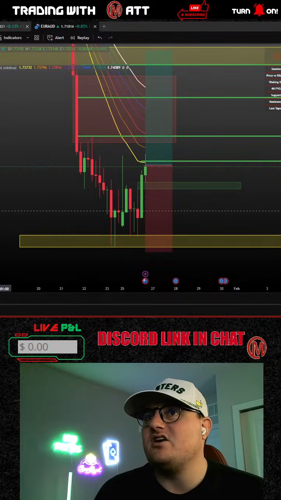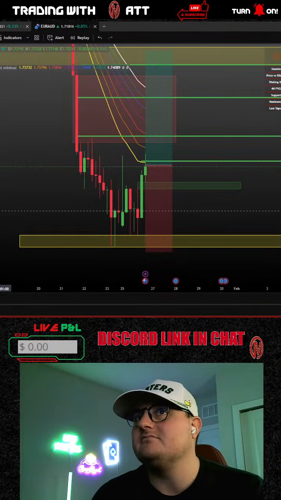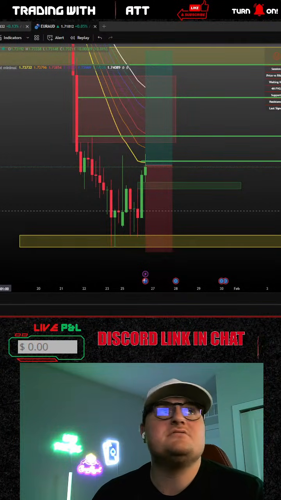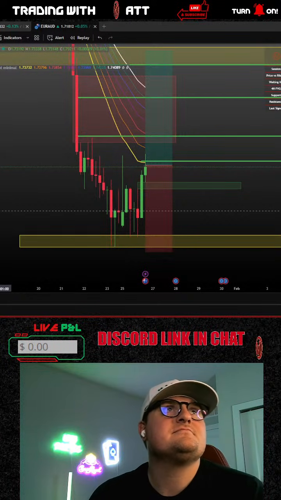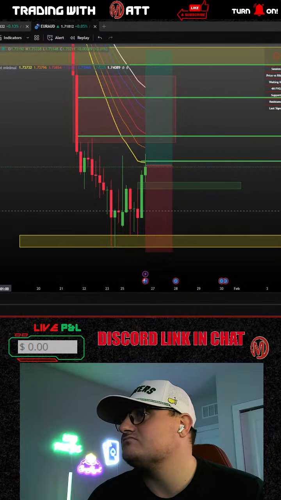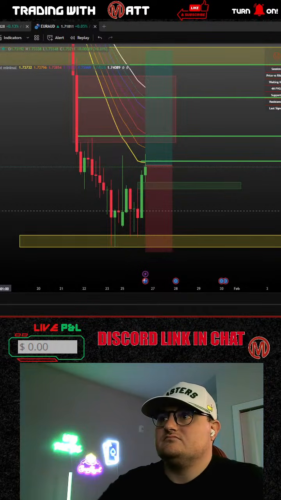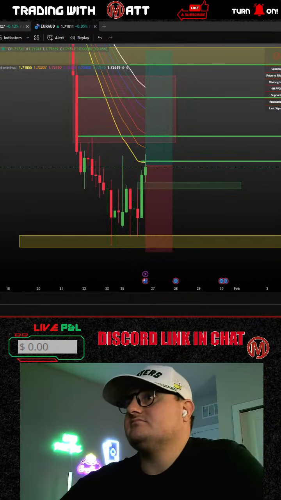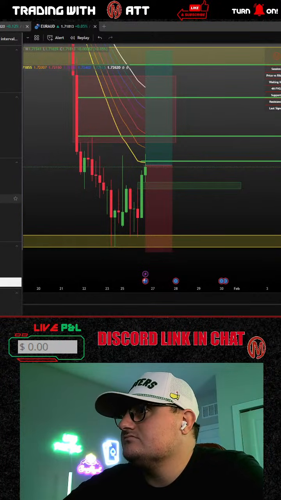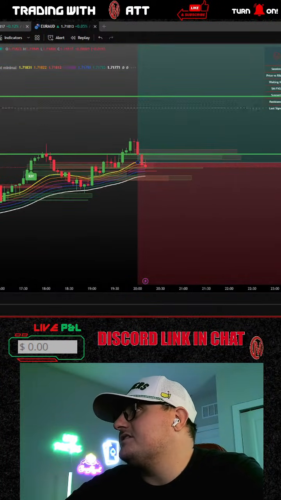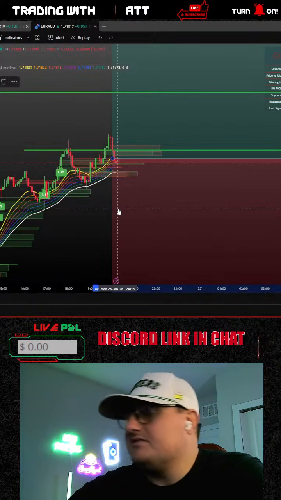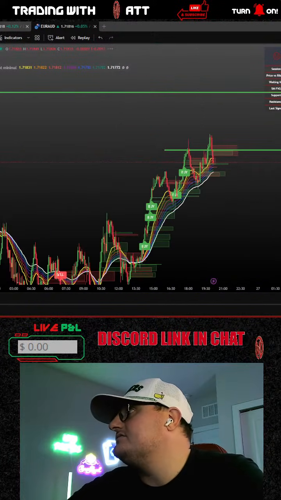Support, resistance, volume, fair value gap. That's terminology I use, but I know some other traders that use different terminology. This 5 minute kept going down too. I'm going to delete this because I don't know if we're going to get in that.